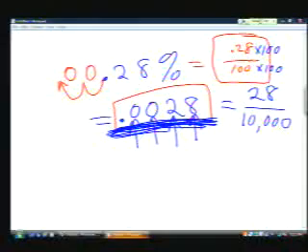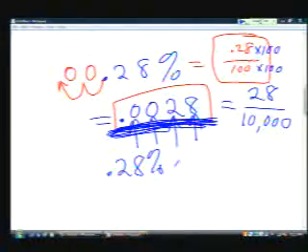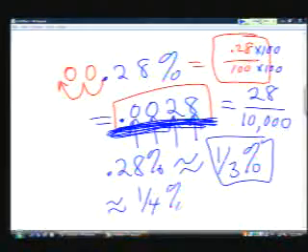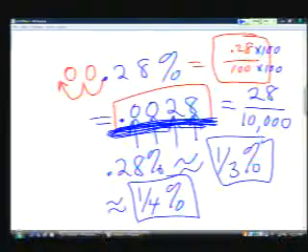See, in rough terms, when you see something like 0.28%, you can say, that's about 1/3%. Now, actually, 1/3% would be 0.33%, wouldn't it? So I guess it's even a little bit closer to 1/4%. Okay? Because 1/4% would be 0.25%, wouldn't it?